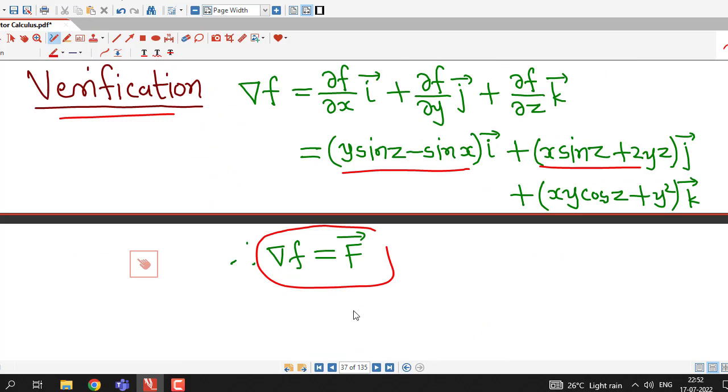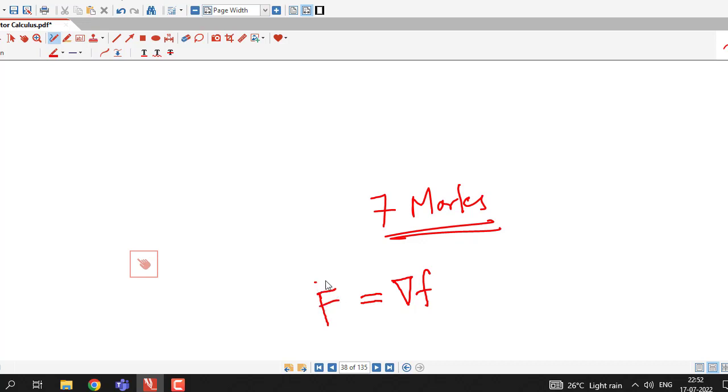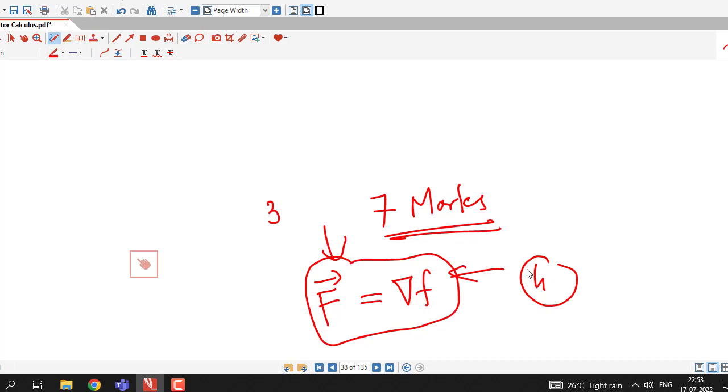So this is all about this session. Generally they always ask this type of question, for 7 marks in the GTU exam, to decide the scalar potential function for a given vector field. So first you have to prove that the given vector field is conservative. For that you may have 3 marks, and for the remaining part you may have 4 marks.